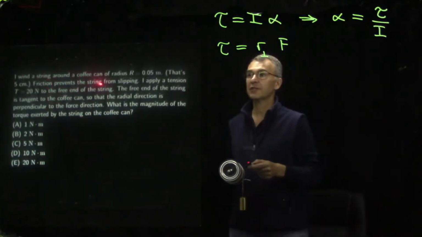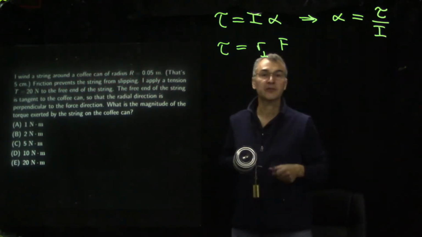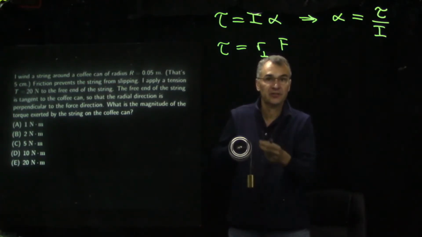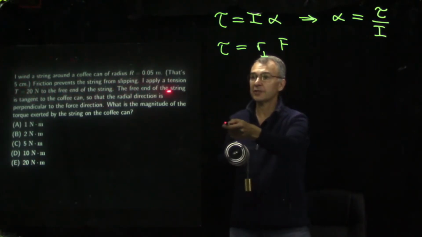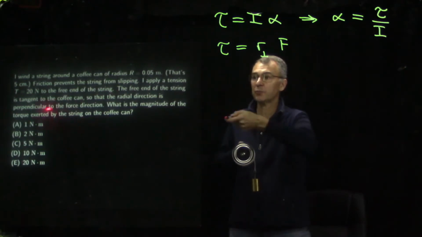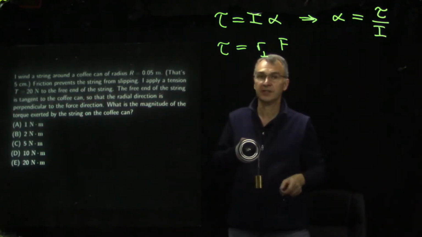I wind a string around a coffee can of radius r. Friction prevents the string from slipping, so the string is somehow wound around the can in a way that the string doesn't slip across the edge. It just unwinds as the can rotates. I apply a tension T to the free end of the string. The free end of the string is tangent to the coffee can so that the radial direction is perpendicular to the force direction. What is the magnitude of the torque exerted by the string on the coffee can?